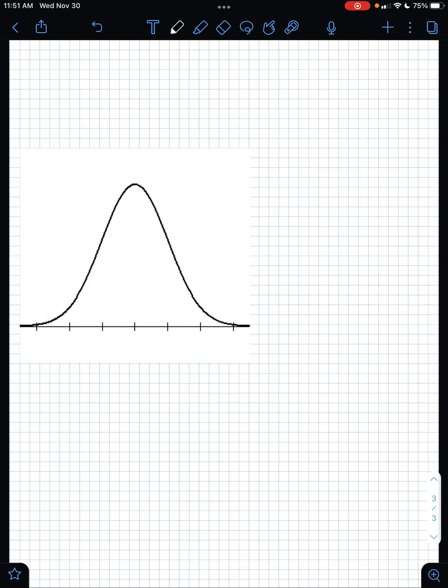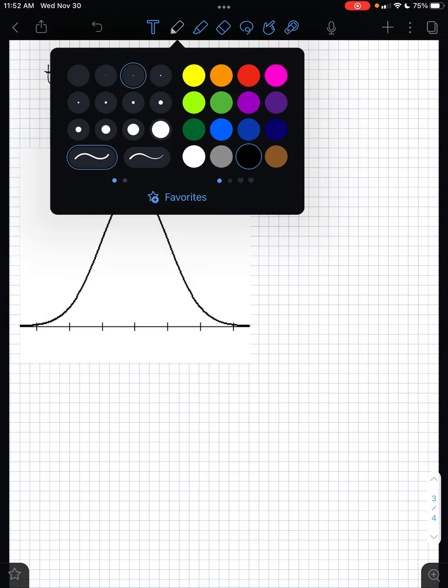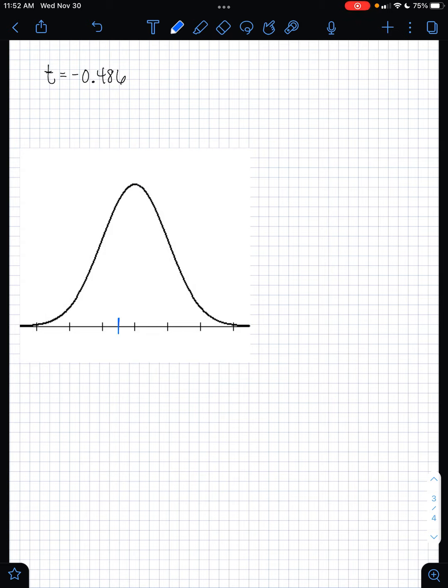So the p-value method is going to take our test statistic, negative 0.486, and find the probability of having a more extreme result than this. That is to say, we're going to take our value of negative 0.486 and ask ourselves, what's the probability or the area further out than that? The area of this is our p-value.